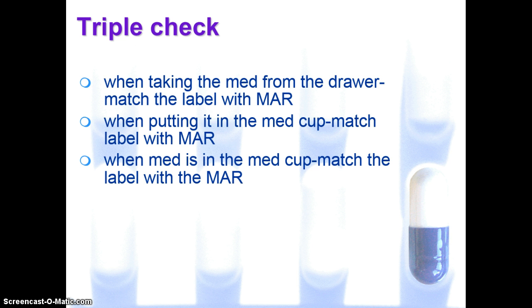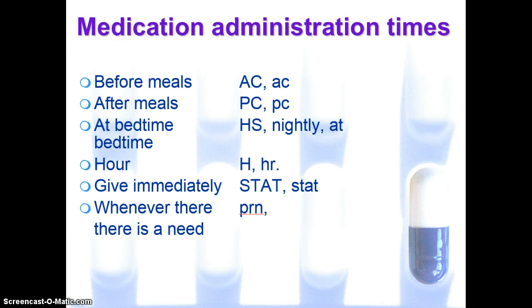The triple check is when you take that med out of the Pyxis, out of that MAR, and you look at the MAR and you look at the unit dose wrapper to make sure you have the right med. You also do the second check when you're putting it in the med cup, and you match it up a third time when it's in the med cup, and you get that third one done to be sure that you do indeed have the right medication.